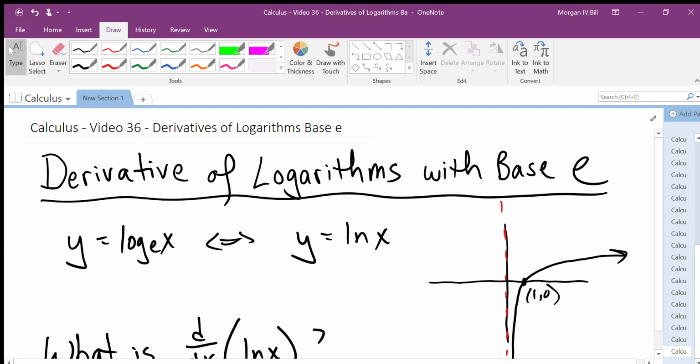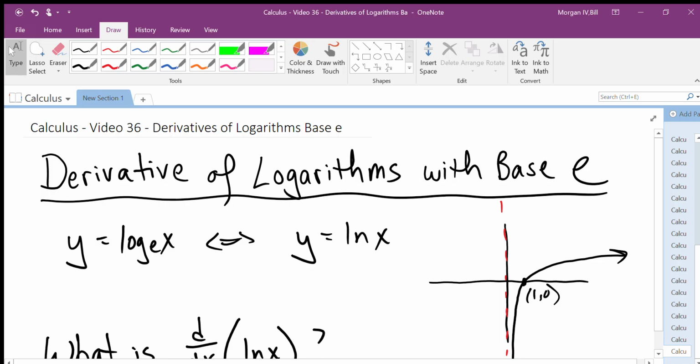Calculus video 36, derivatives of logarithms with base e. So now we have logarithms. We're going to only at this point talk about logarithms of base e and the derivative of logarithms with base e, and then in the next video we'll move into logarithms with other bases. That's not just base e.